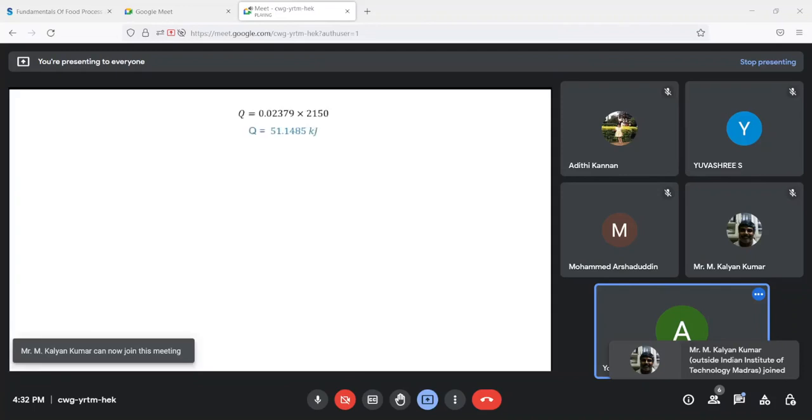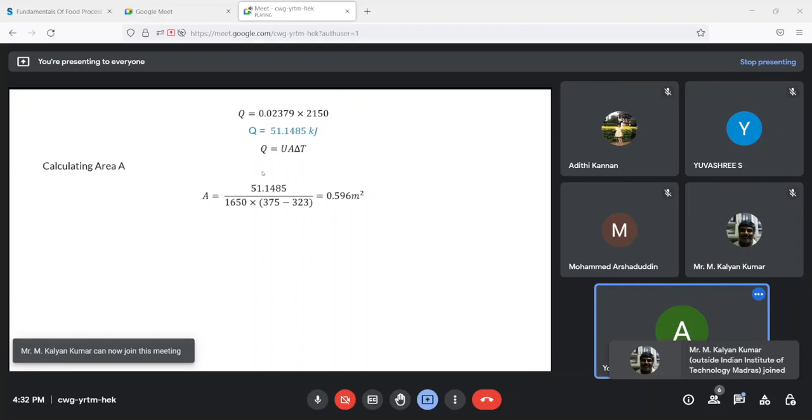So Q is equal to 0.02379 kg per second into 2150, which is the latent heat of vaporization. So you have Q is equal to 51.1485 kilojoules. So again, one more relation we know, Q is equal to UA into delta T. So from this, you can calculate area. You already know U, you already know the delta T. You can calculate the area.